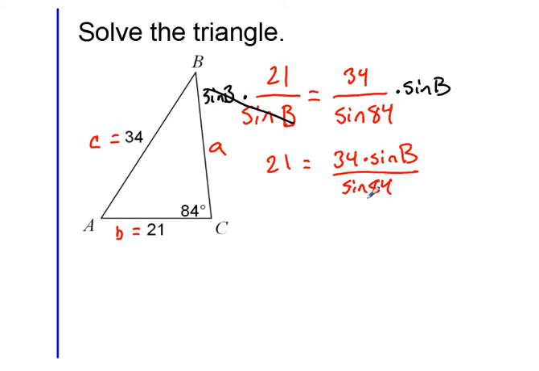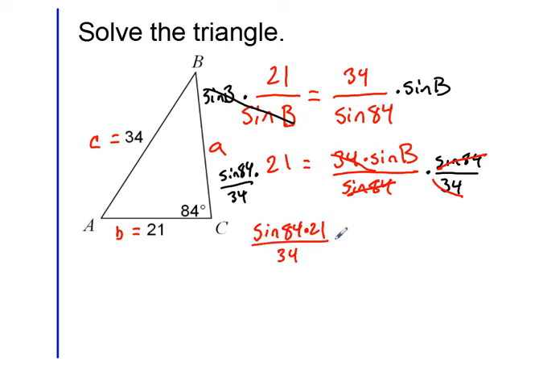angle 84. I don't want the sine of 84 here, so I'm going to multiply by the sine of 84. I don't want the times 34, so I'm going to divide by 34. This allows me to get rid of both of these simultaneously. Don't forget to do this on the other side. Sine of 84 divided by 34. So what I need to do is I need to calculate the sine of 84 times 21 divided by 34. And this will give me the sine of angle B.